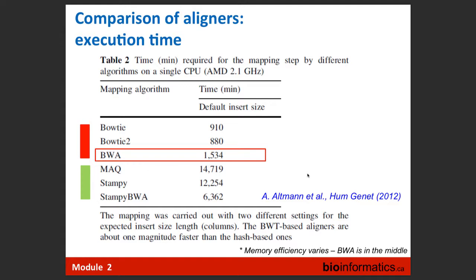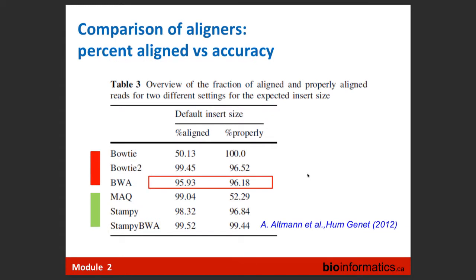How do we compare aligners? First, what matters to us is execution time. We have one genome, we have one file, our sequence reads. How long will it take to align? And you can see there is a huge range of execution times, in order of magnitude. And it matters to us if I wait 1 hour or I wait a day for the job to complete. And the second criterion, of course, is how accurate the aligners are. Here we are talking about sensitivity and specificity, the percent of reads aligned, and second, how properly they are aligned.